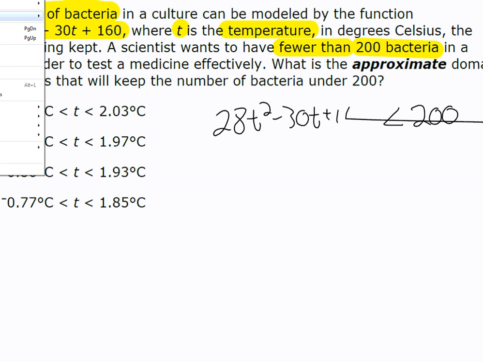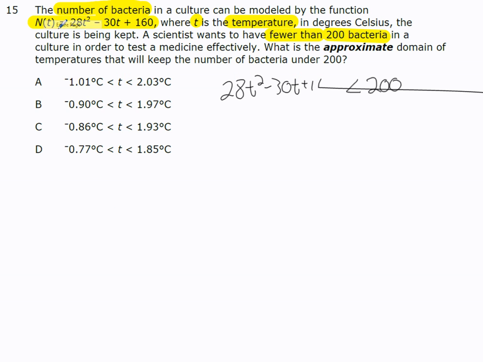Give me just a second. I messed up the page again. All right. All right, so once again, 28t squared minus 30t plus 160.